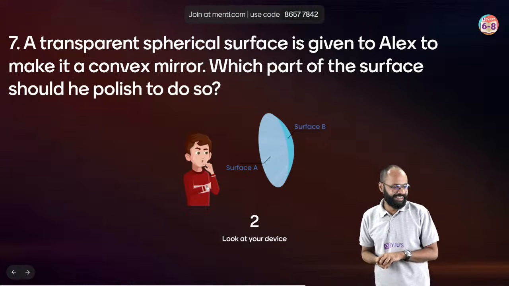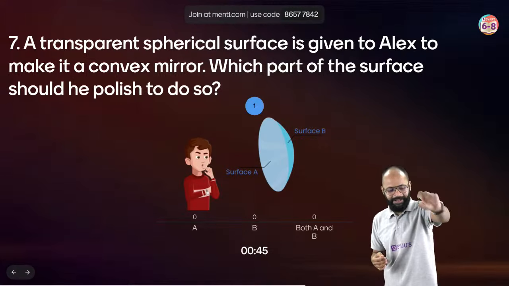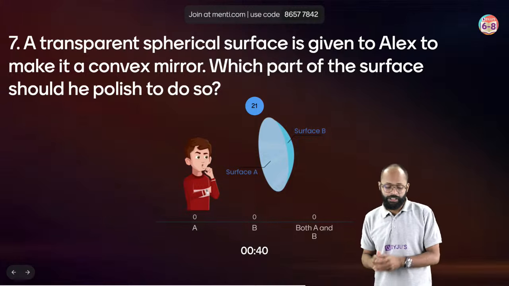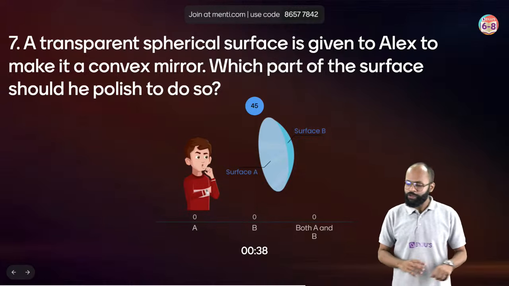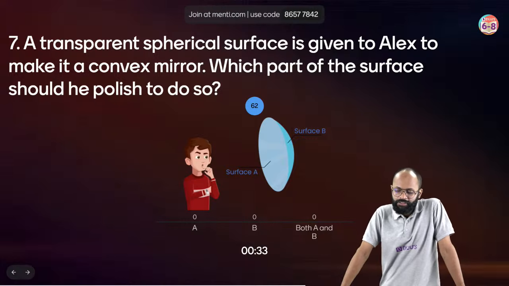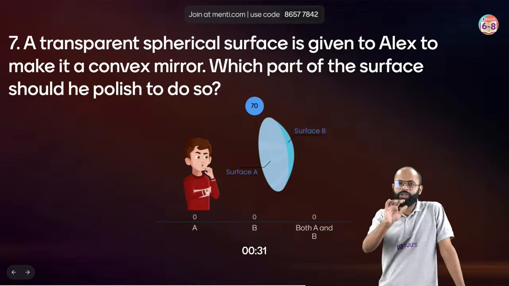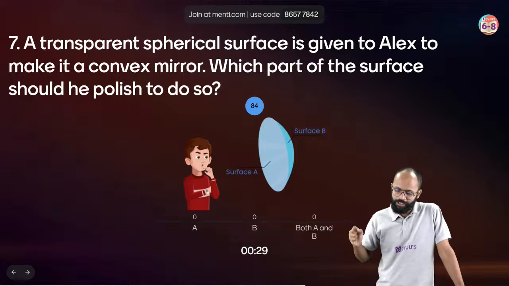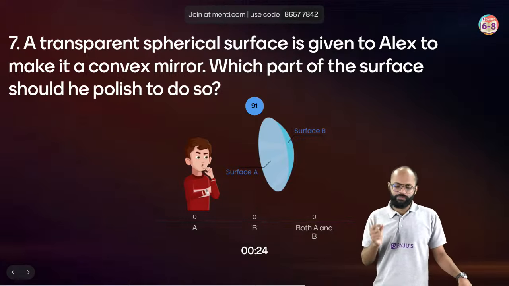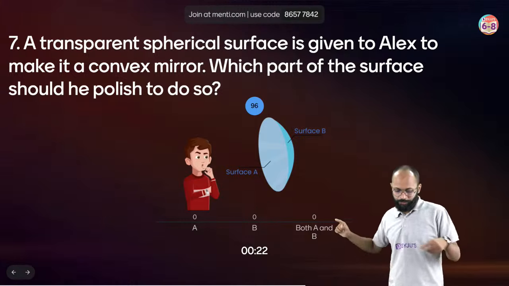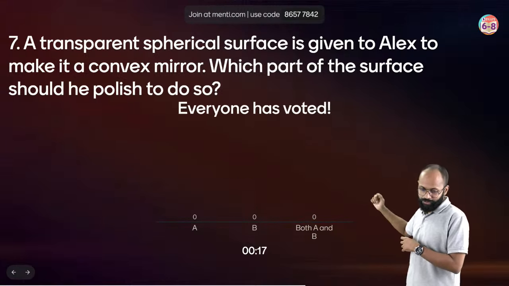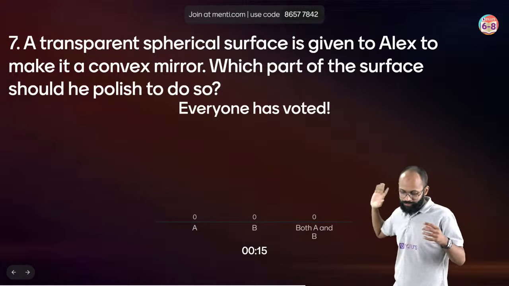A transparent spherical surface is given to Alex to make it a convex mirror. Which part of the surface should he polish to do so? Bhai, Alex ko na ek transparent surface de diya. Usko bola ki bhai, you have to make it a convex mirror. Which part of the surface should he polish to do so? Surface A, ये वाला अंदर वाला, सरफेस बी, ये वाला, या फिर बोथ ए एंड बी.